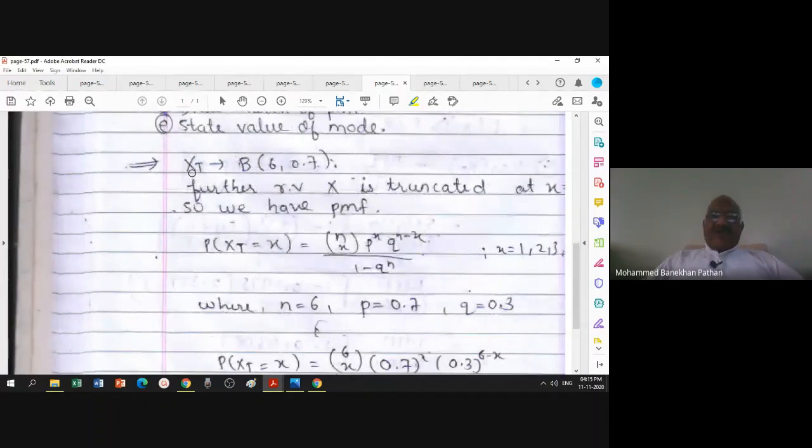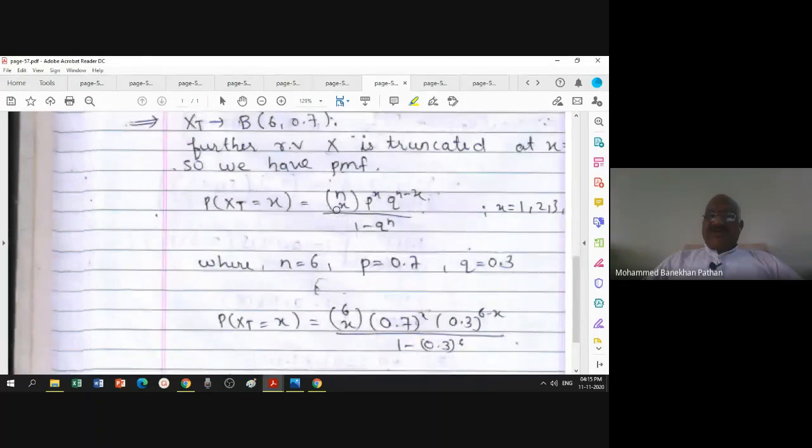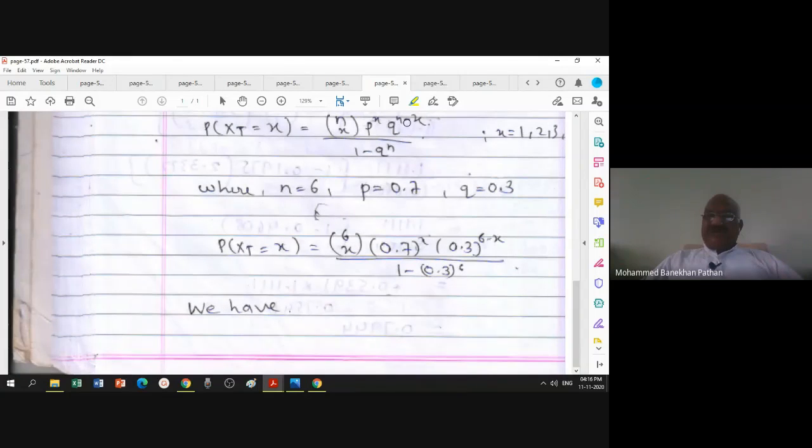We have a truncated random variable that follows a binomial distribution with parameter 6.7. Further, the random variable X is truncated at X equal to 0. So we have the formula of the distribution: original binomial divided by 1 minus q raised to n, where X begins from 1 to n. Here n is 6, so 1 to 6. N equal to 6, P is 0.7, Q is 0.3. Put these values in this formula, and you get the probability mass function of your random variable Xt.